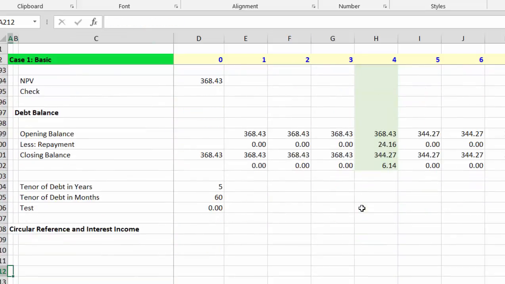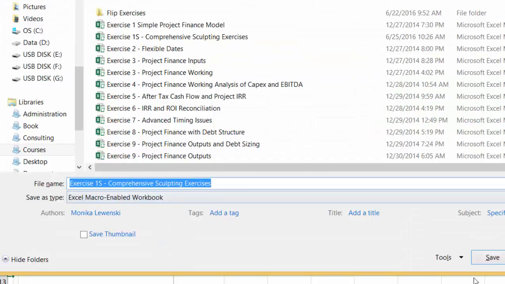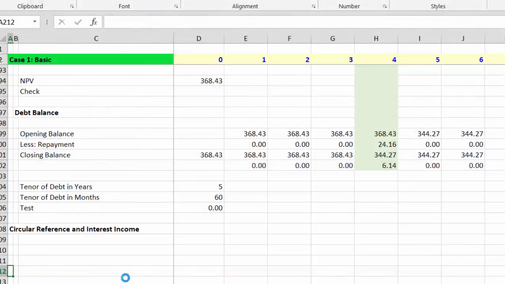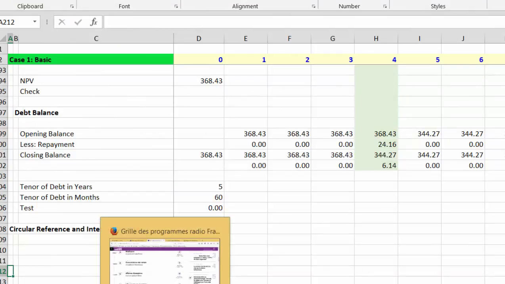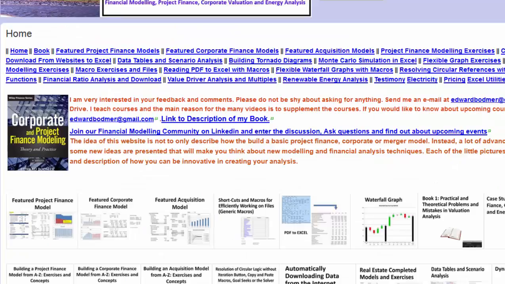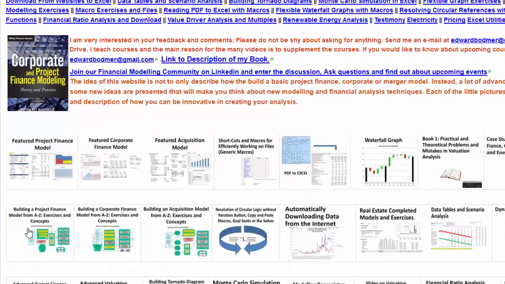Okay, so that's it. Remember, when I save the file, it's the sculpting exercise, and it's going to be in part number 2 of the project finance modeling exercises. Okay, and that's that.